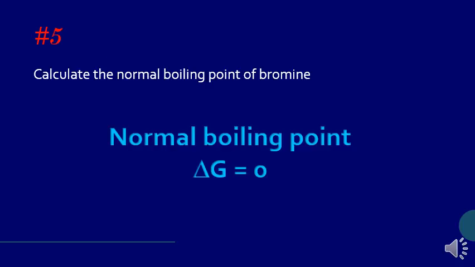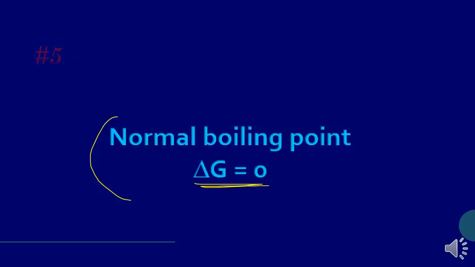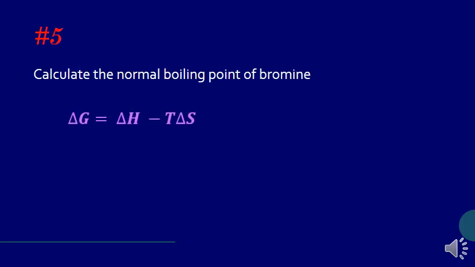For number 5, the main trick to this problem is right here: the normal boiling point, by definition, delta G is 0. Normal boiling point. Memorize that. Okay, so to do the problem, we're going to take a look at this standard equation, replace delta G with 0. I personally like to rearrange my equations, so that's what I'm going to do.